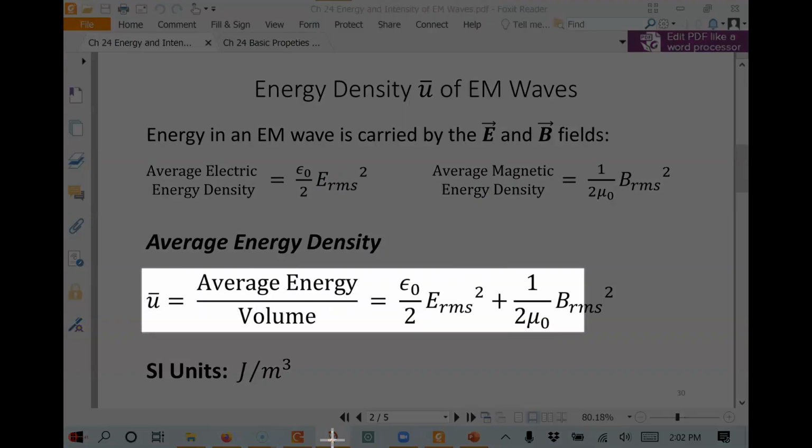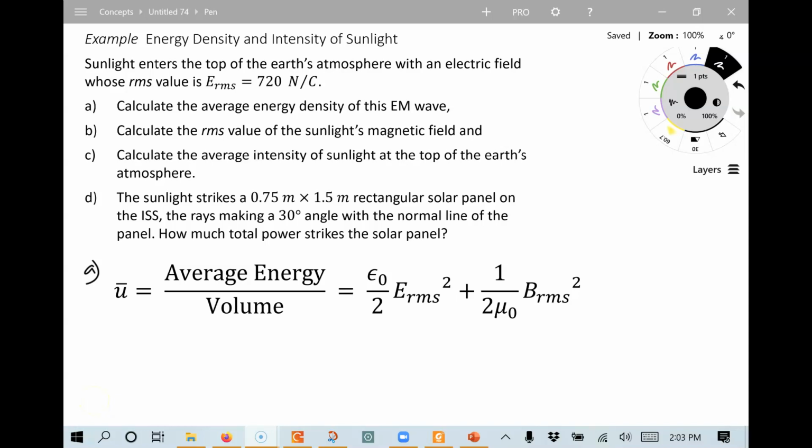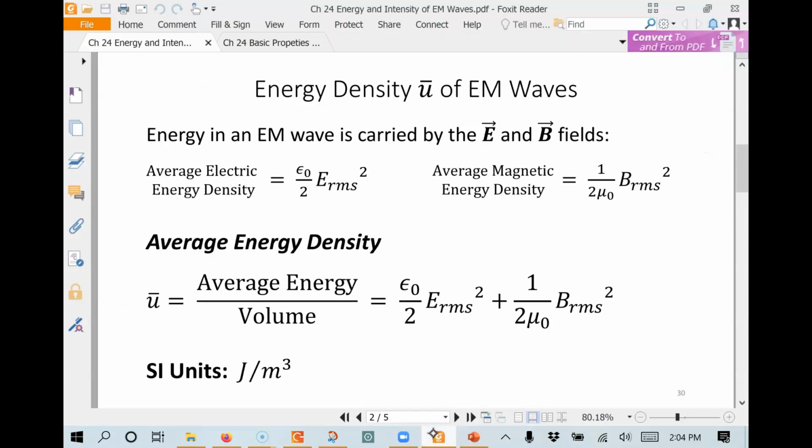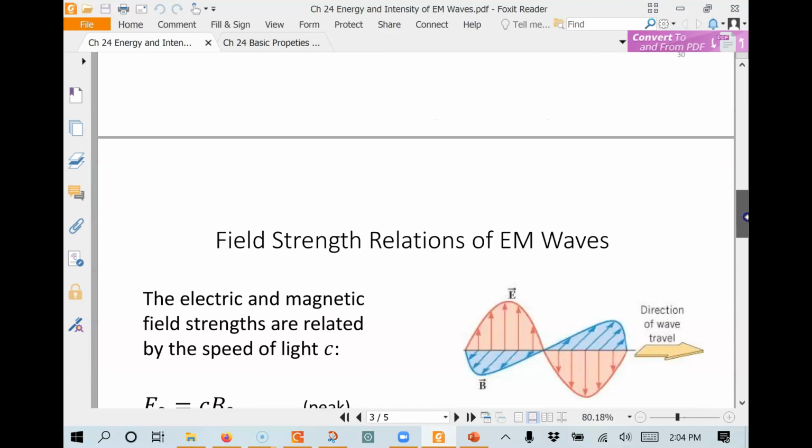Let's go ahead and copy this over real quick. So we can see that the average energy density, which we call U bar, depends on the electric field RMS value and the magnetic field RMS value. We know that this is just a constant and this is just a constant we can look up. However, I want to show you that there's an easier way to do this sometimes. The values E RMS and B RMS are related, and so we can rewrite U average in terms of either just the electric field or the magnetic field. So to see real quick how that works, let's just look at a few things.